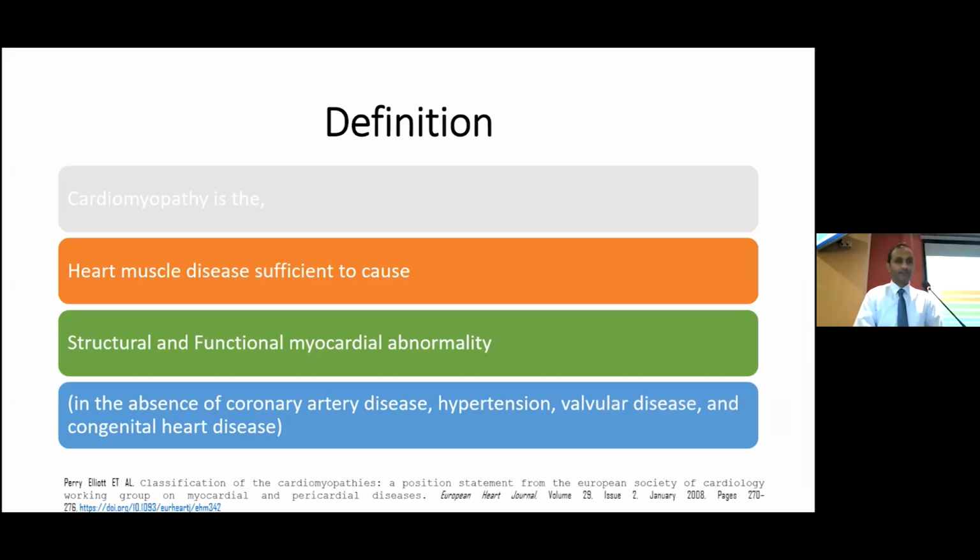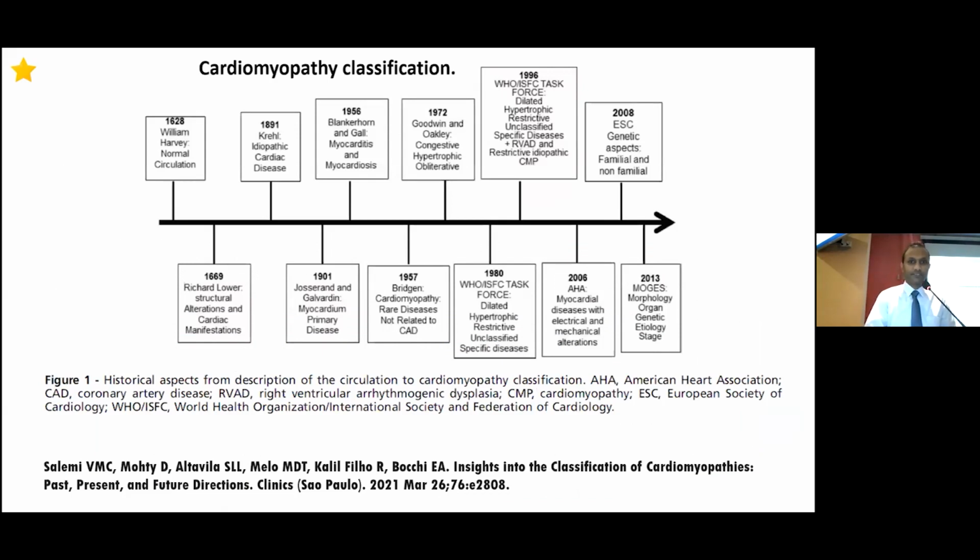So what is the definition of cardiomyopathy? It's a heart muscle disease sufficient to cause structural or functional cardiac abnormality, usually in the absence of coronary heart disease, hypertension, valvular heart disease, or congenital heart disease. I will skip this slide. There's a cardiomyopathy classification, but you can get the slides later.